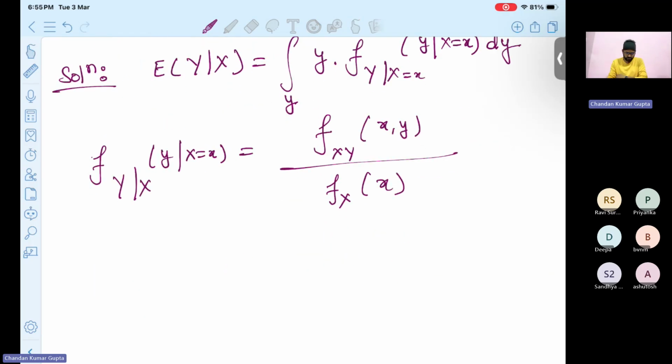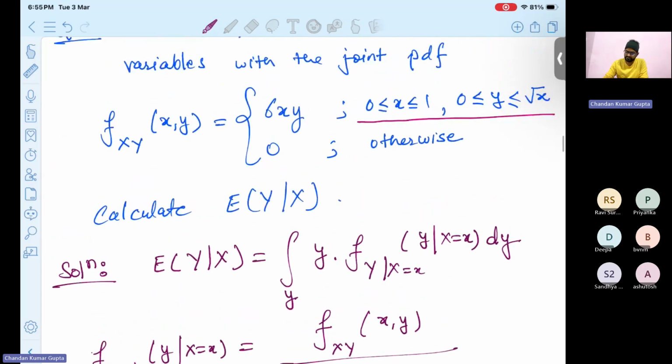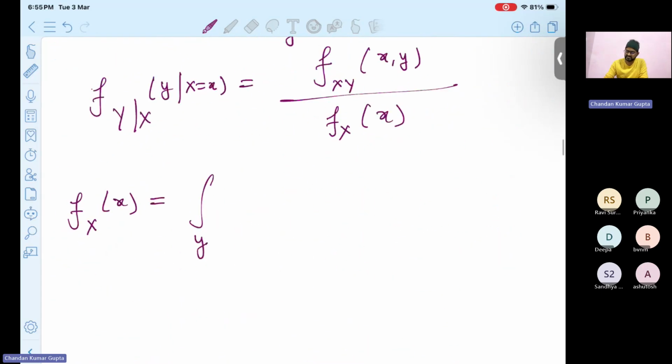So let's start. The first is the marginal of x. Since it is the marginal of x, we integrate over y. The support of y is 0 to root x. So it's the integral from 0 to root x of 6xy dy.